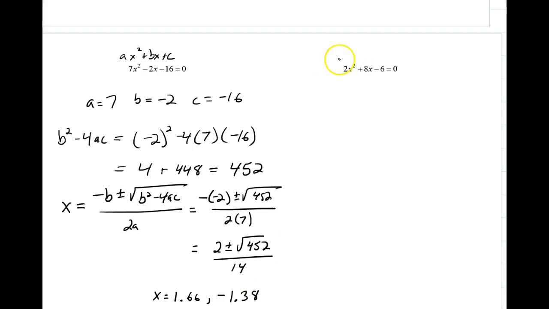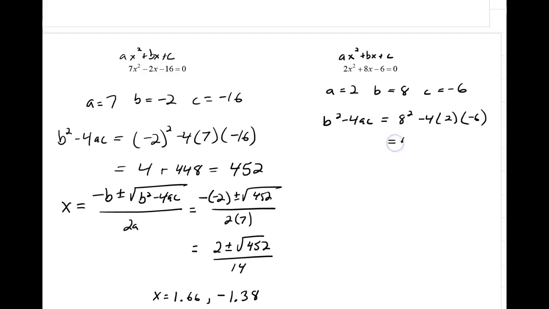Okay, so we're going to do the same thing over here. So we have our ax squared plus bx plus c. So my a value is 2, my b value is 8, and my c value is -6. Start by finding our discriminant, b squared minus 4ac. So it's going to be 8 squared minus 4 times a times c. So 64 plus 48, which equals 112.